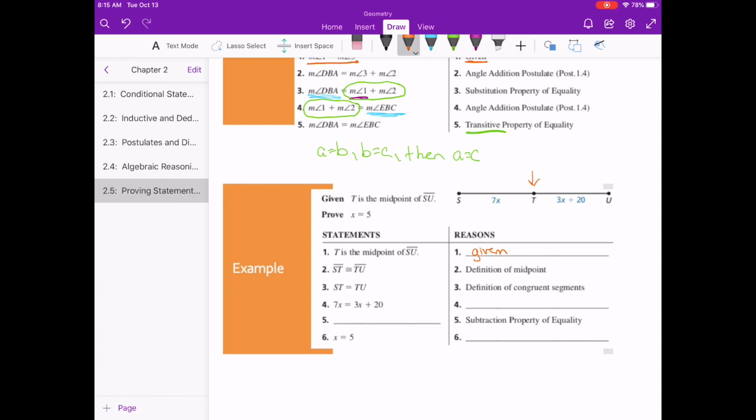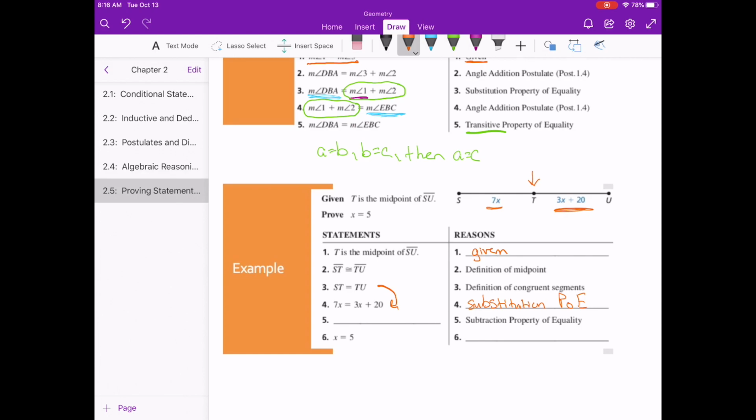Now we have a blank to fill in. We have to think, how did we get from ST equals TU to 7x equals 3x plus 20? Those expressions come from up here. We know that ST is equal to 7x, and we know that TU is equal to 3x plus 20. So this is the substitution property of equality. We're just substituting in the actual values for ST and for TU.